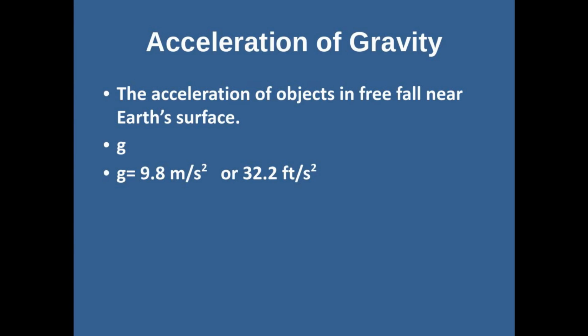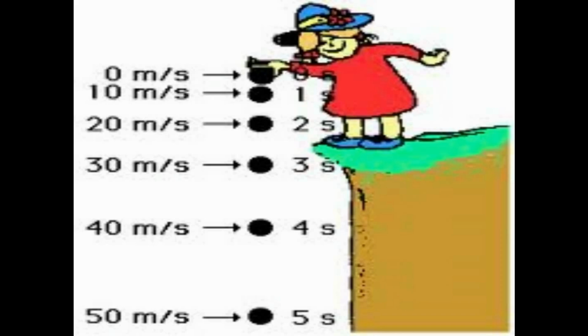For gravity on Earth, we're going to use G instead of A. We'll often use G, or we could just use A. Either one is fine. 9.8 meters per second squared. If something is falling towards Earth, that's going to be a positive number. If the object is being thrown upward away from Earth, the object would be slowing down as it rises higher, so that would be negative 9.8. In terms of feet per second squared, it's going to be 32.2 feet per second squared.